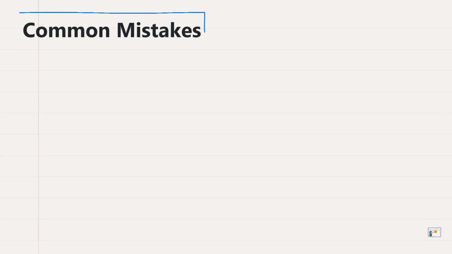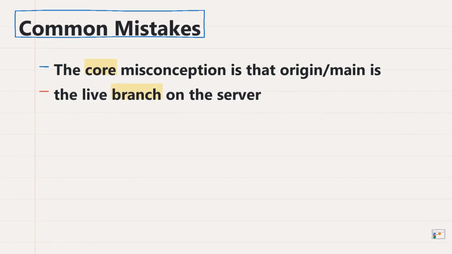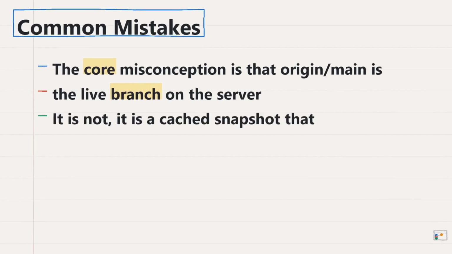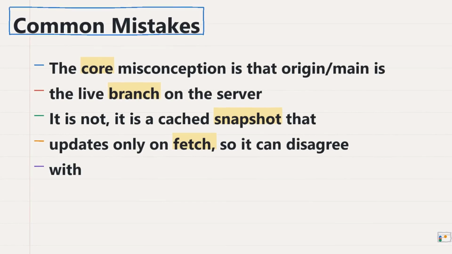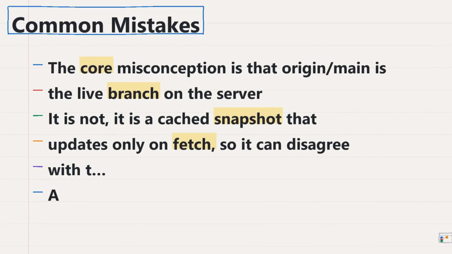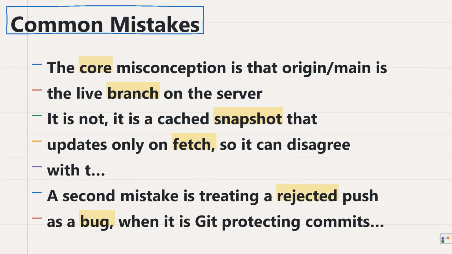The core misconception is that origin/main is the live branch on the server. It is not. It is a cached snapshot that updates only on fetch, so it can disagree with the real remote at any moment. A second mistake is treating a rejected push as a bug, when it is Git protecting commits that landed upstream since your last sync. The fix is to fetch and integrate, not to force push.